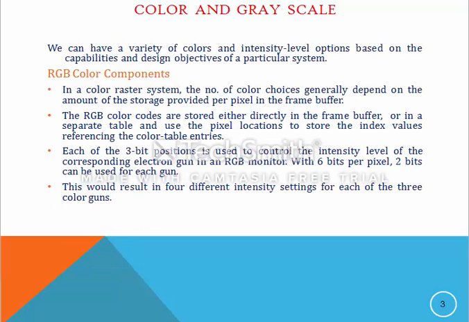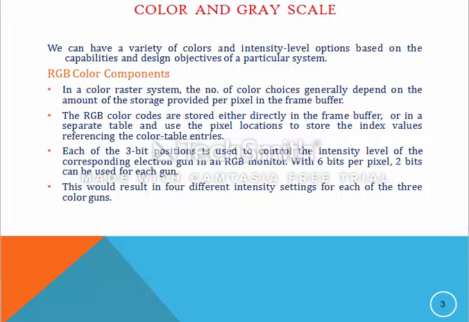The most basic attribute for all primitives is color. The various color options which can be made available to a user depends on the capabilities and design objectives of a particular system. In a color raster system, the number of color choices available depends on the amount of storage provided per pixel in the frame buffer. The color information can be stored in the frame buffer in two ways. We can store RGB color codes directly in the frame buffer, or we can put the color codes into a separate table and use the pixel locations to store index values referencing the color table entries.